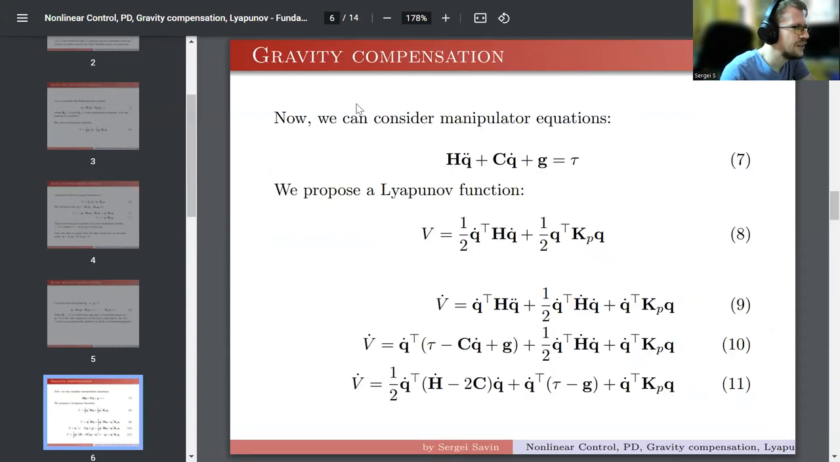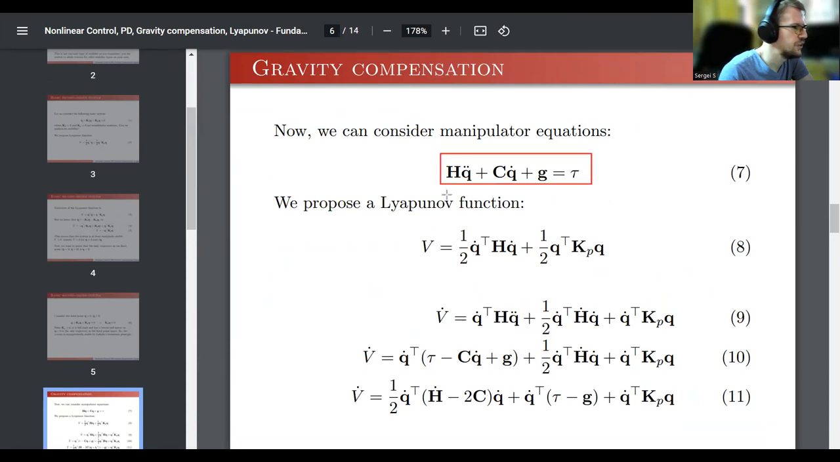Let us now consider something a little bit more advanced than the simple oscillator. So let us consider a manipulator. We learned those equations last time. And today we'll finally see why we needed this C matrix here. Now we see why we needed it. We also see we don't need to compute it. We just need to know that it exists. Okay.